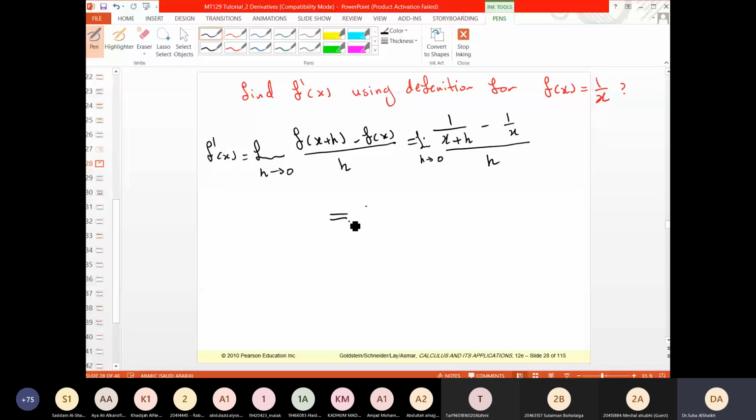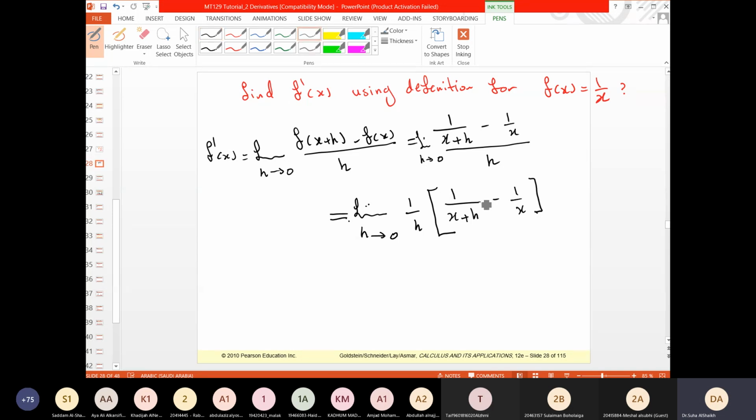What should I do now? Again, the numerator is the two things. Now, this is the limit when h goes to 0. What does it mean divided by h? It means like 1 over h. If I want to write it like this, I can do this. Divided by h is like 1 over h, multiplied with 1 over x plus h minus 1 over x.